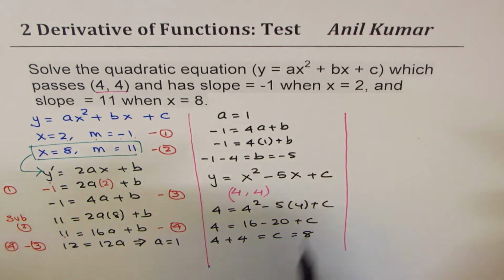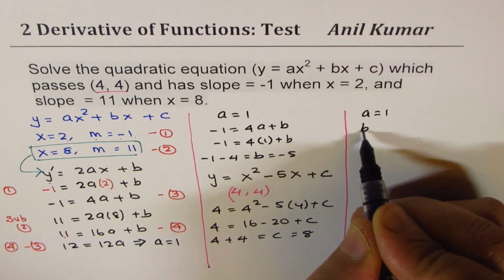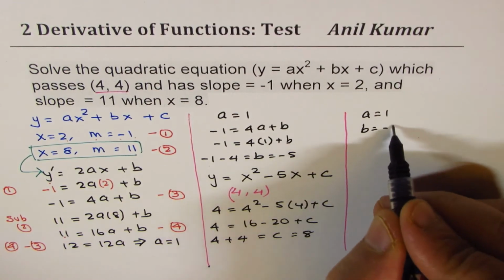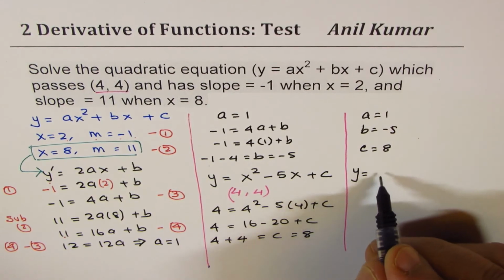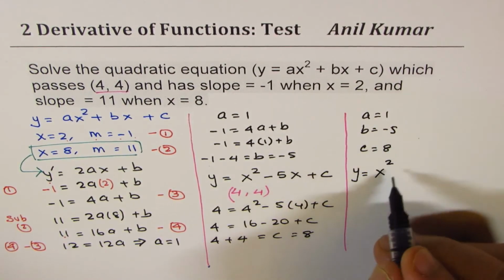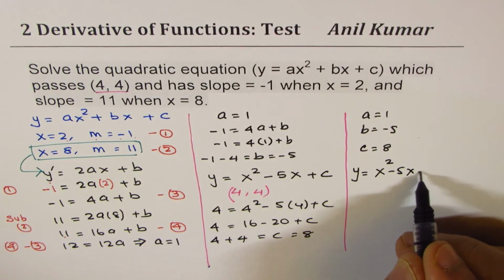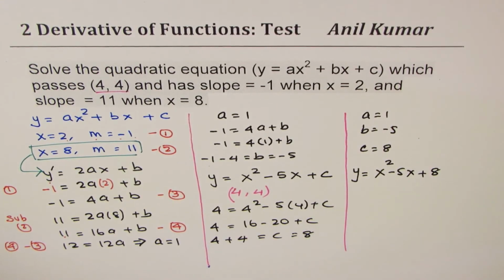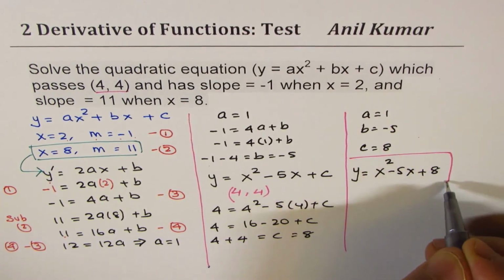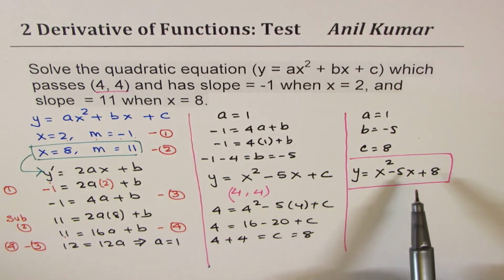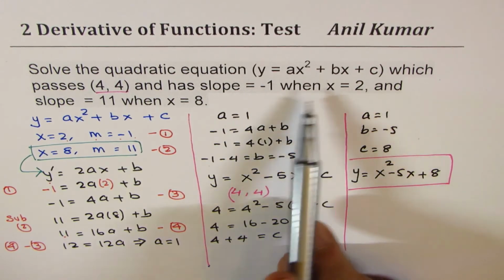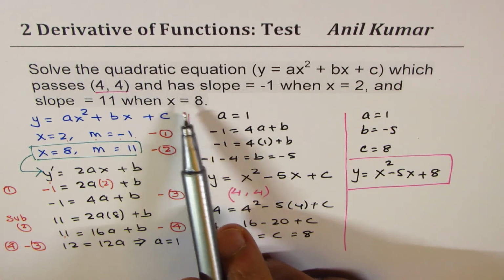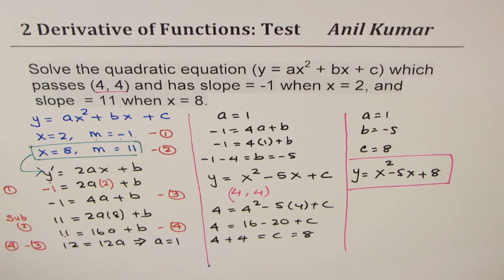So in this expression a equals 1, b equals minus 5, and c equals 8, and therefore the function is y equals x squared minus 5x plus 8, right? That becomes our answer, the equation of the curve whose slope at x equals 2 will be minus 1, and at x equals 8 will be 11, right? So that is how we could solve this particular question.